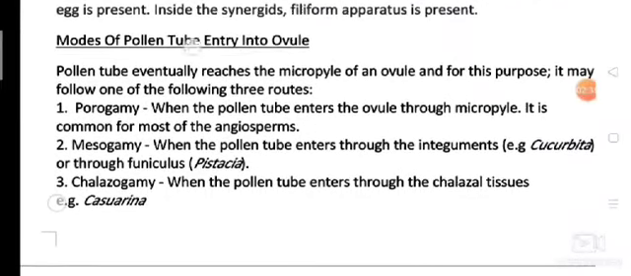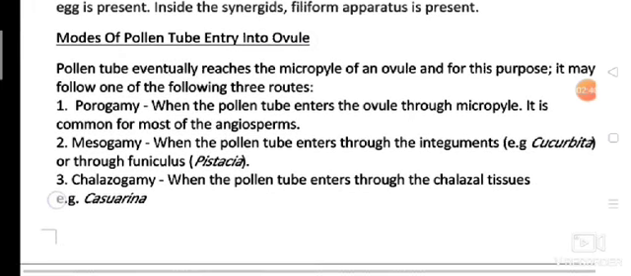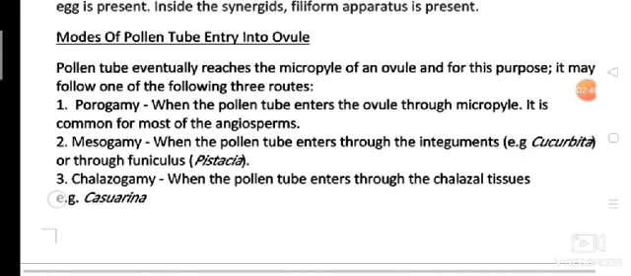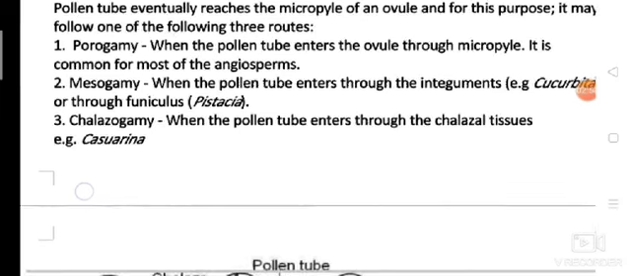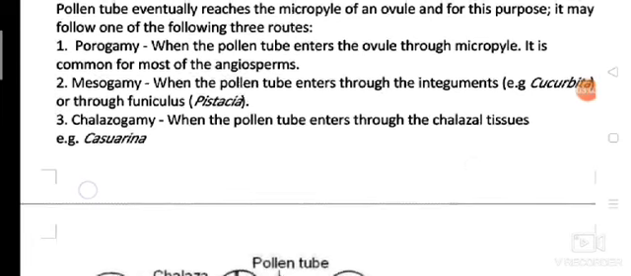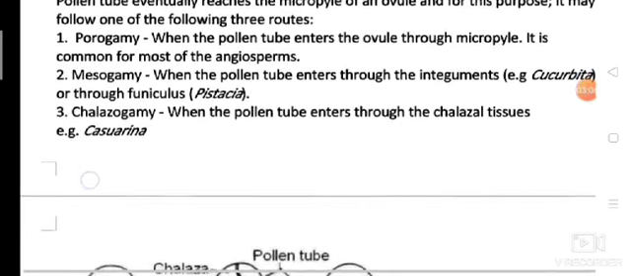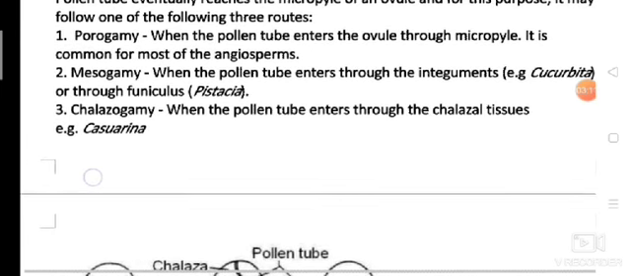Modes of pollen tube entry into the ovule. Pollen tubes eventually reach the micropyle of an ovule, and for this purpose may follow one of the following 3 routes. Porogamy. When the pollen tube enters the ovule through the micropyle, it is common for most plants. Mesogamy. When the pollen tube enters through the integuments, for example Cucurbita, or through the funicle.